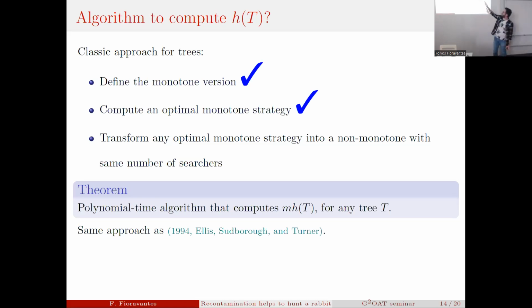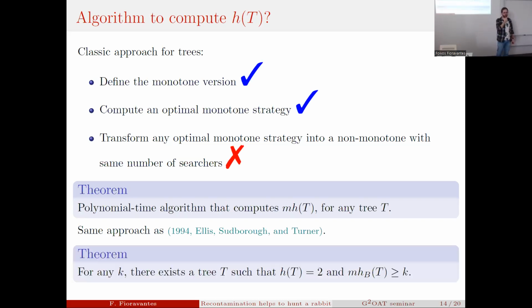We managed to do the first 2. So we have a polynomial time algorithm that computes the monotone hunter number of trees. The third one, we managed to show it is not correct. It's not at all correct. We have trees, arbitrarily many trees, which can have arbitrarily larger monotone hunter number than hunter number.